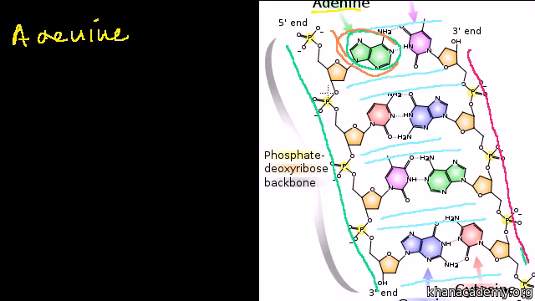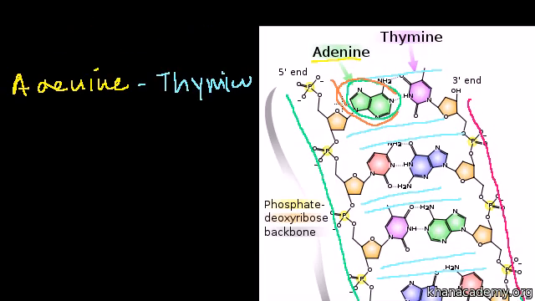So you have adenine, and adenine pairs with thymine. And you see that up here. If you have an adenine base here, it'll pair with thymine. And this is called the base pair.